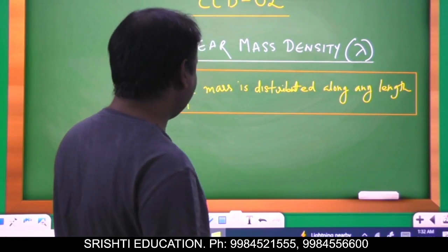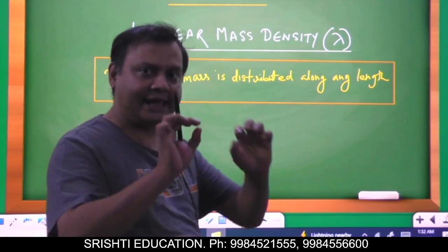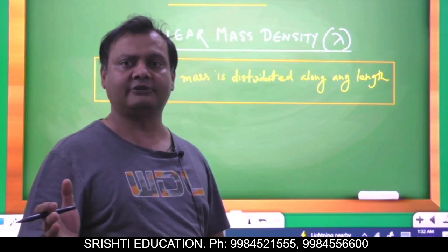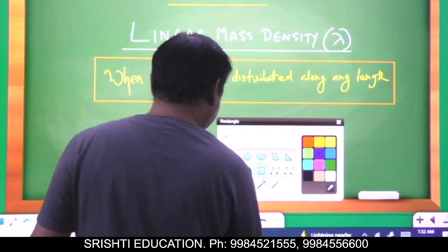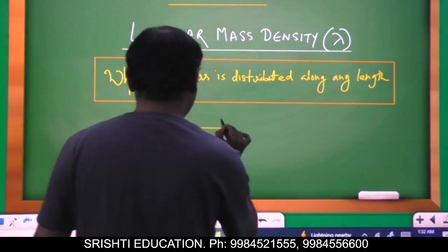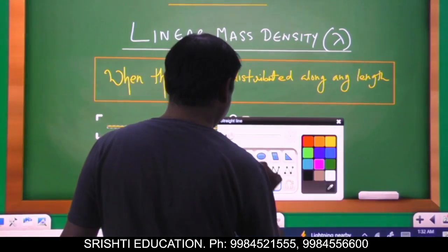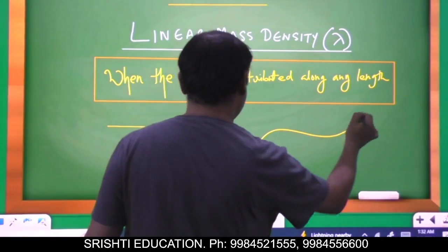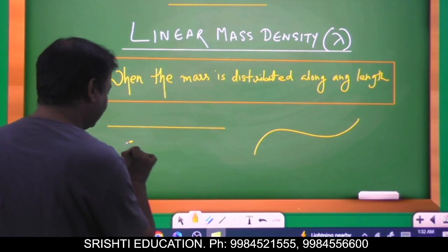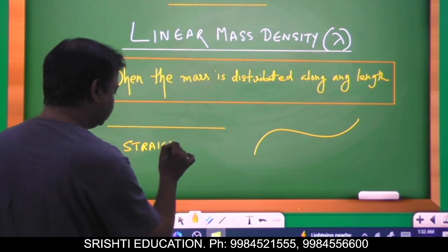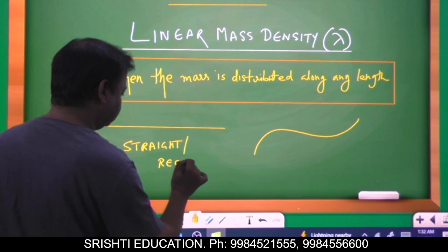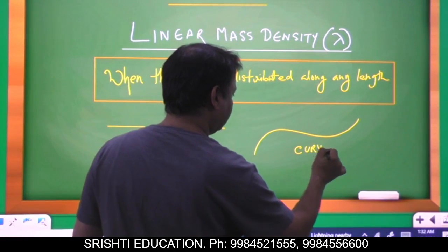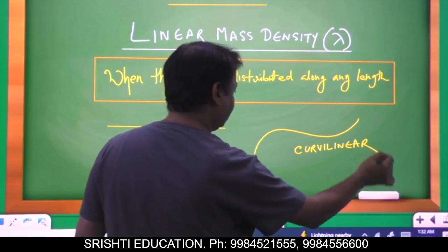Now this length over which the mass is distributed can be straight, rectilinear or curvilinear. So we can have the mass on a straight or rectilinear line, or we can have mass on a curvilinear line.